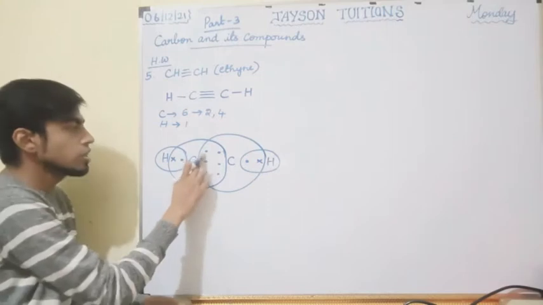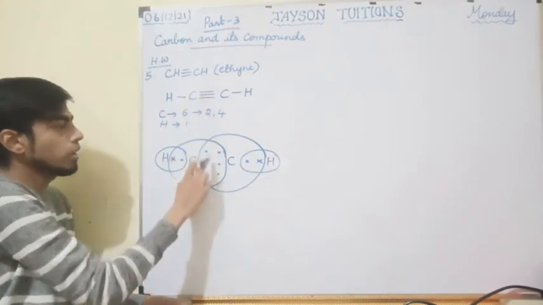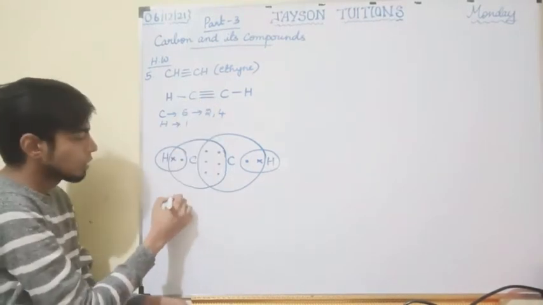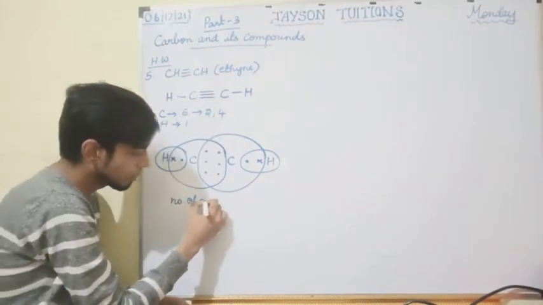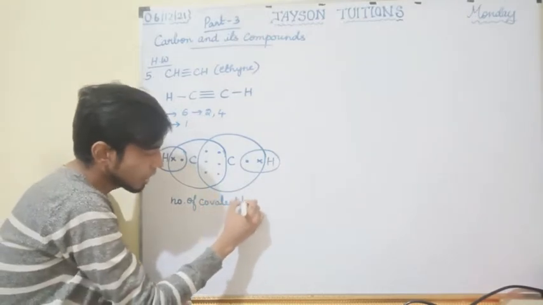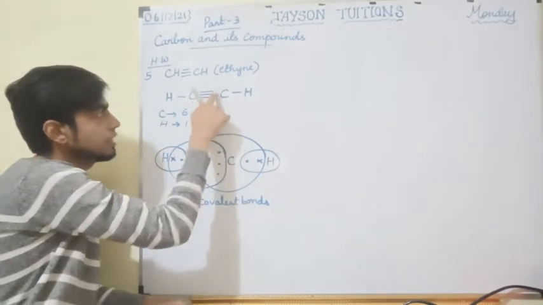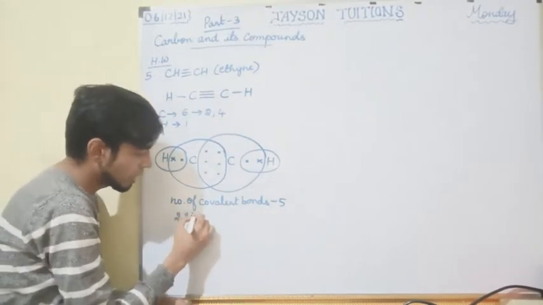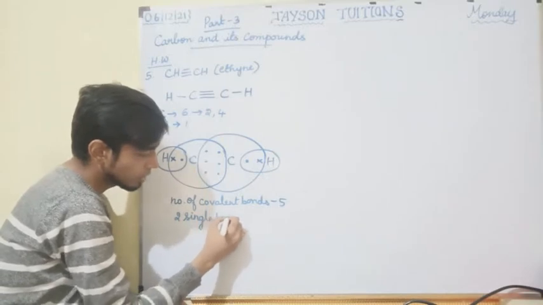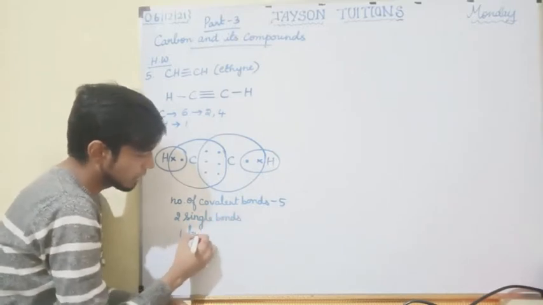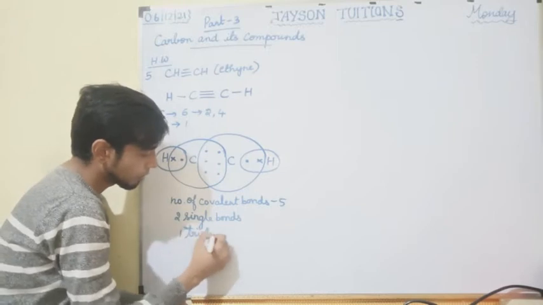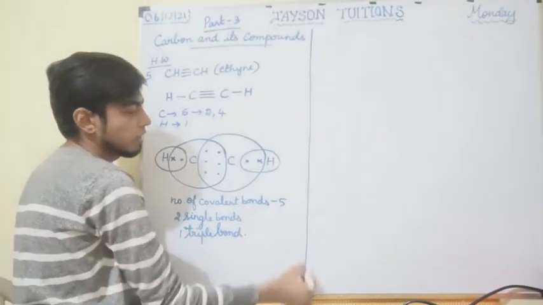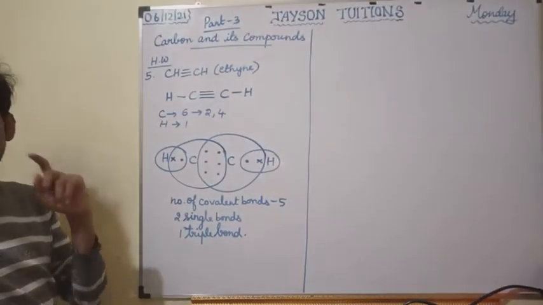Okay, so these two electrons have formed one bond, these two electrons have formed the next bond, and these two electrons the third bond. So how many covalent bonds are there? 5. So number of covalent bonds here 3, 4, 5. So 5 covalent bonds. Of these, 2 bonds are single bonds, and one bond is a triple bond. So this is our electron dot structure for ethyne.